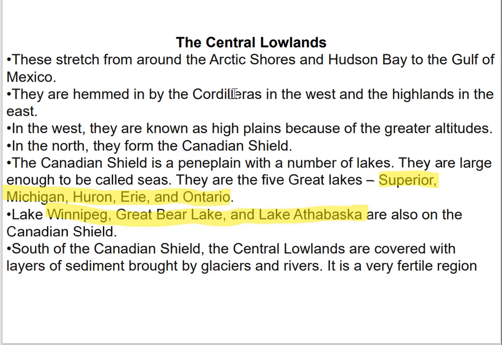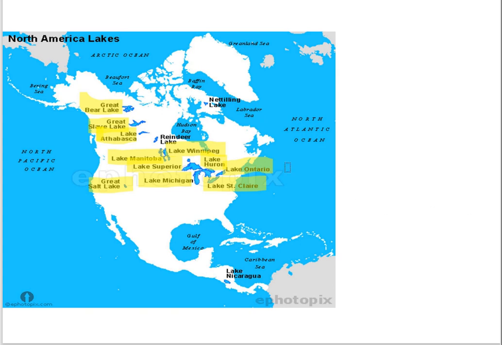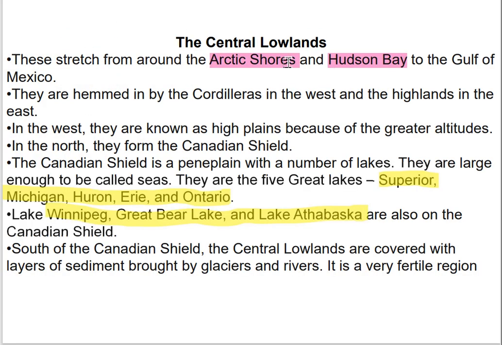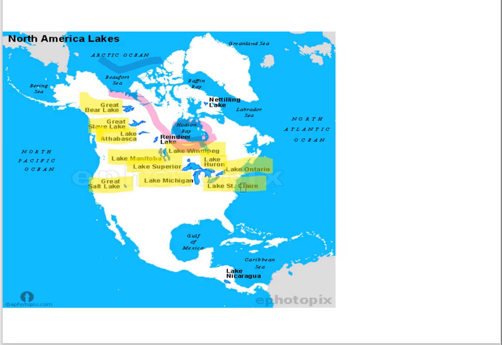Here are the central lowlands. This extends from around the Arctic shore and Hudson Bay. We will see on the map where the Arctic Ocean and the Hudson Bay are. So here is the Arctic Ocean and here is the Hudson Bay. The central lowlands extend from the Arctic shores and Hudson Bay to the Gulf of Mexico. Here is the Gulf of Mexico. So here are the central lowlands.